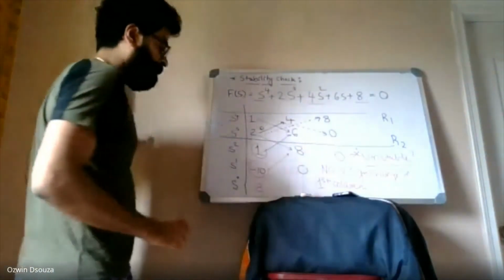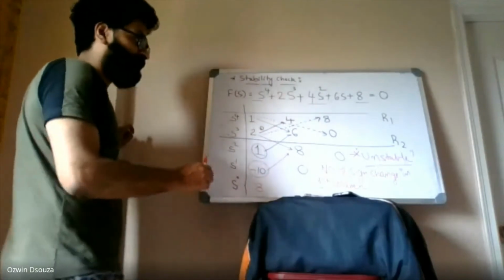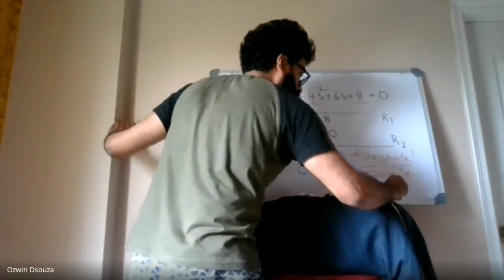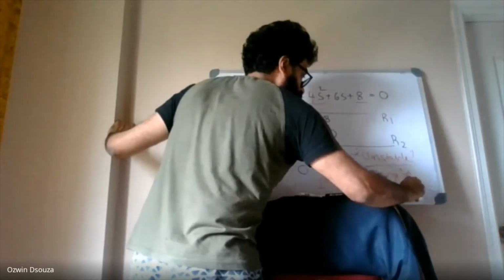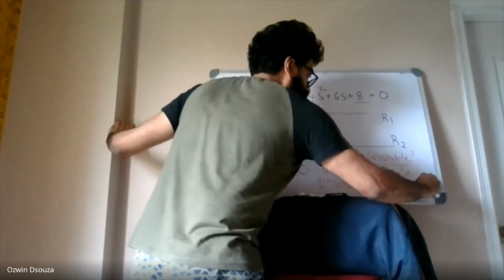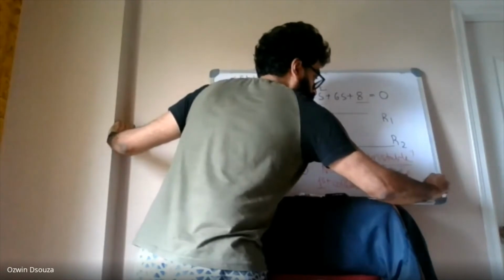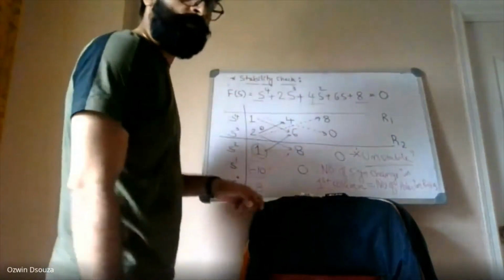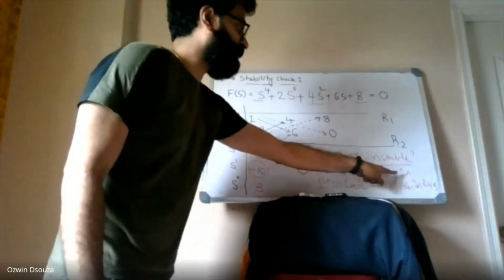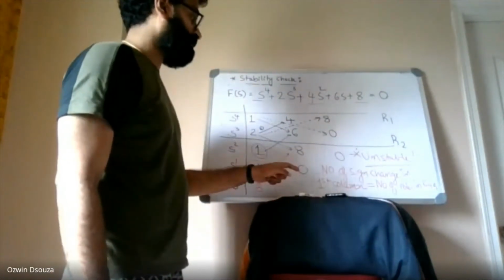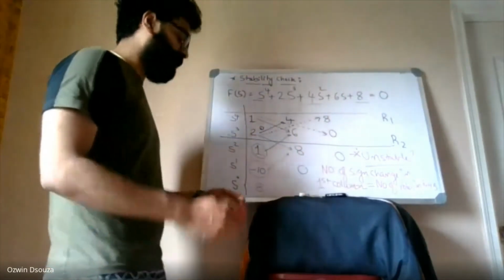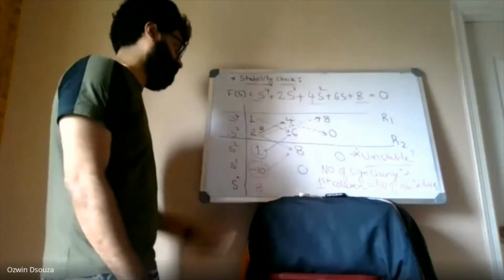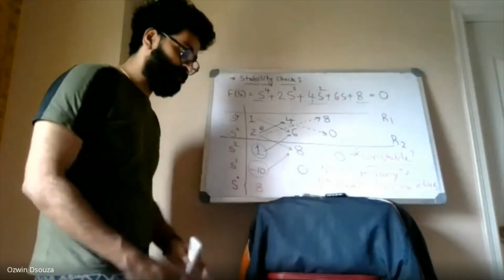Okay, please make a note of it. Number of sign changes in the first column is equal to number of poles in RHS. Number of sign changes in the first column is equal to number of poles present in RHS of the S-plane. Okay, can anyone tell me how many sign changes do you have?